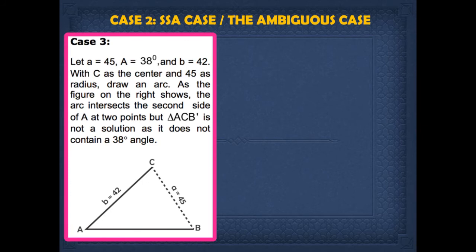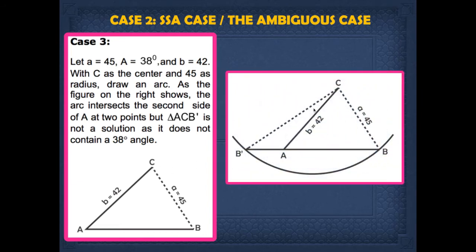So here, let A be equal to 45. Angle A is 38 degrees and side B equals 42. Now with C as the center and 45 as radius, draw an arc. So we have this figure. Angle A is 38 degrees, this angle. This is side B, 42. This is side A, 45.